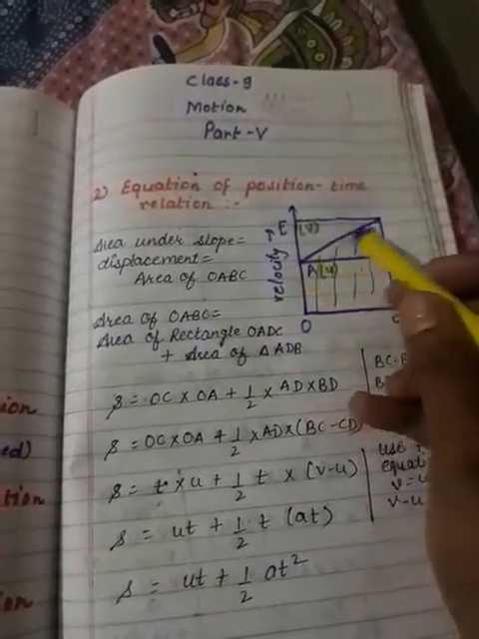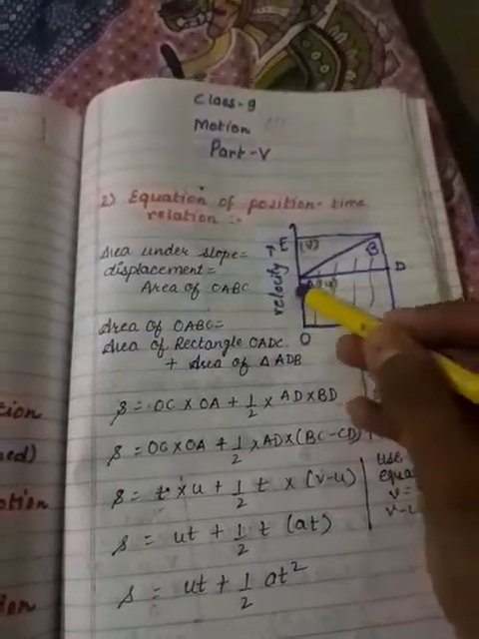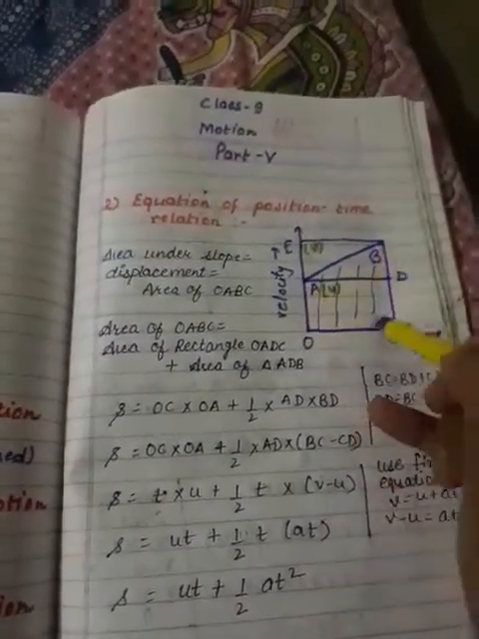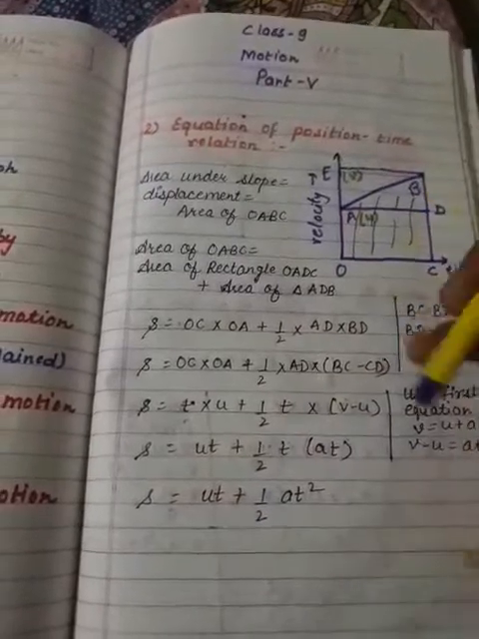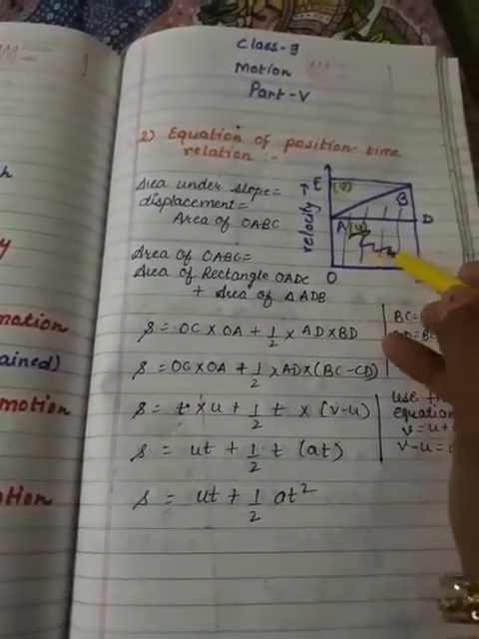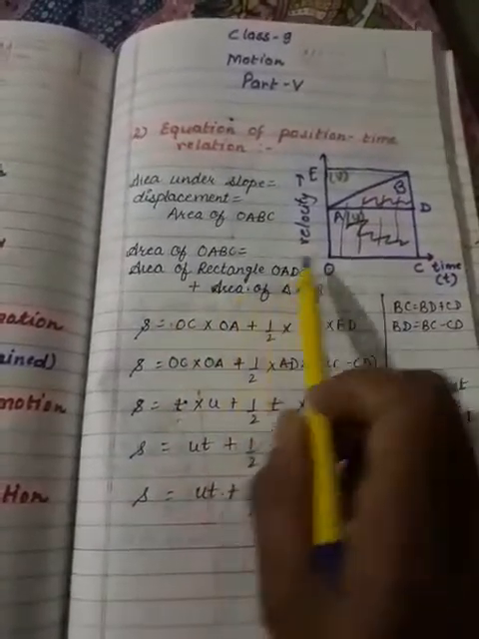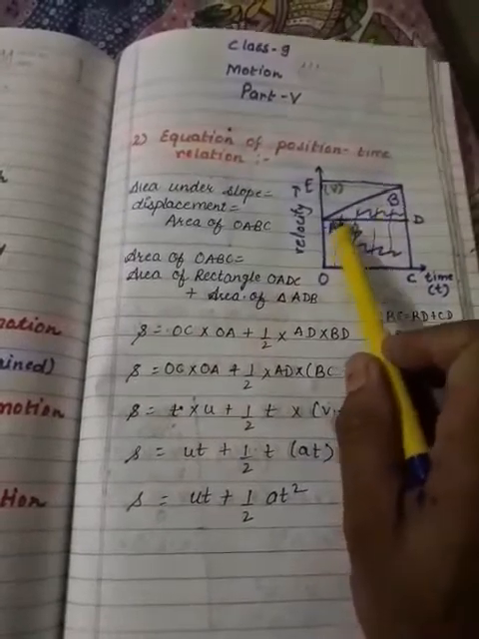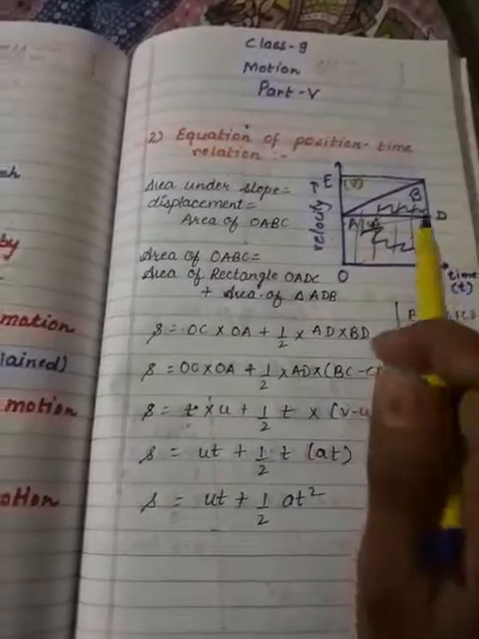And if we are talking about this slope, then what will be its area? OABC. Now if we talk about the area of OABC, you can see this is a rectangle and this is a triangle. So the area of rectangle OADC plus the area of triangle ABD. ADB or ABD, you can write. Okay.